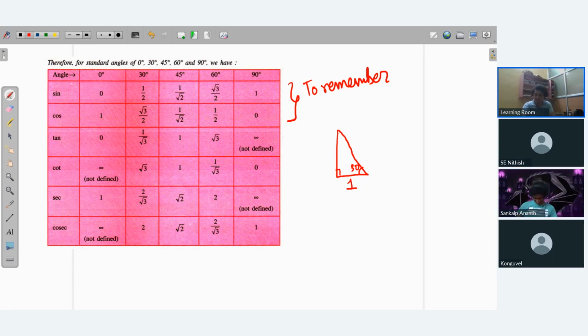Anyways, the other questions based on these trigonometric ratios we'll see in the next class, and then we'll close this chapter.